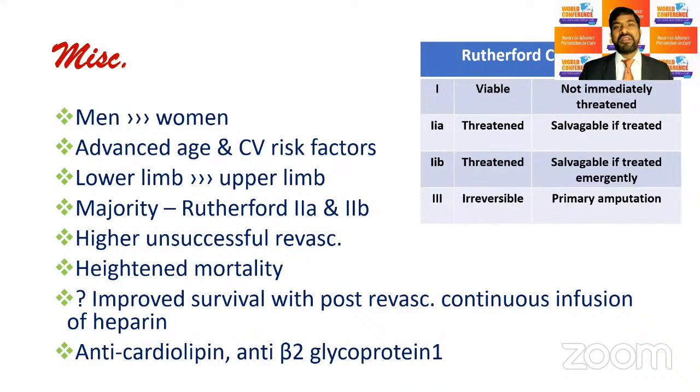Popliteal arterial occlusions were noted more commonly than the femoral, followed by iliac. If it was the upper limb, maybe brachial and radial. Both of these were seen in fairly equal numbers. The majority of the patients presenting with acute ischemias presented in Rutherford 2A or 2B, which means they all had threatened limbs requiring intervention.